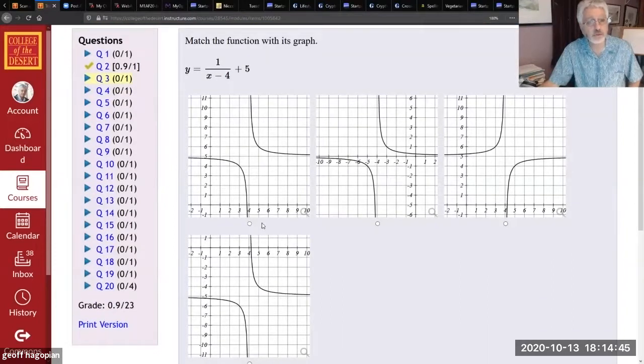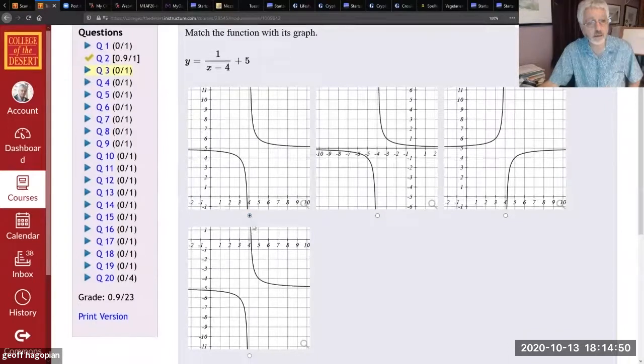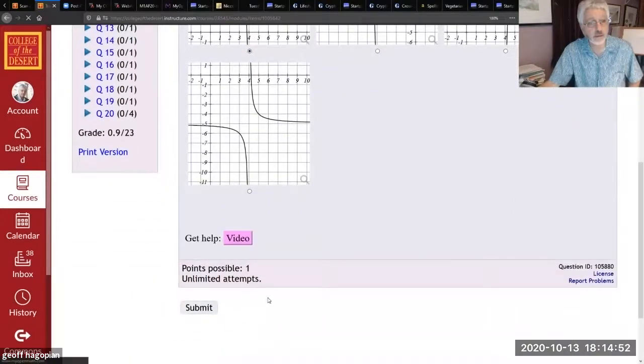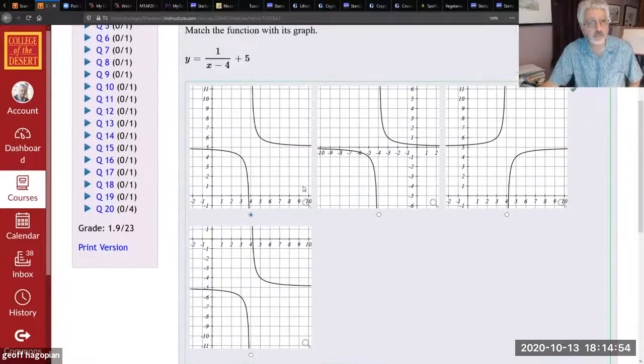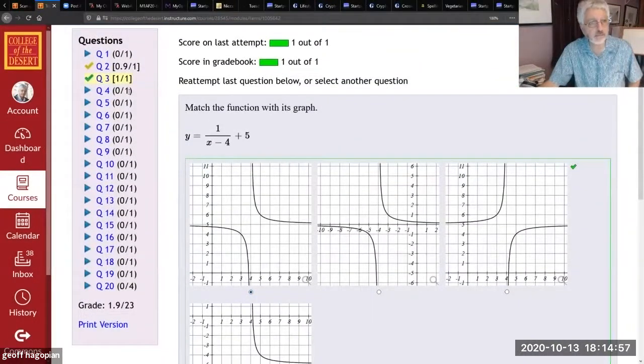So how do I choose this guy? Oh, there's a little radio button down here, huh? And now you may have different numbers, right? Yeah, I think you will have different numbers, right?